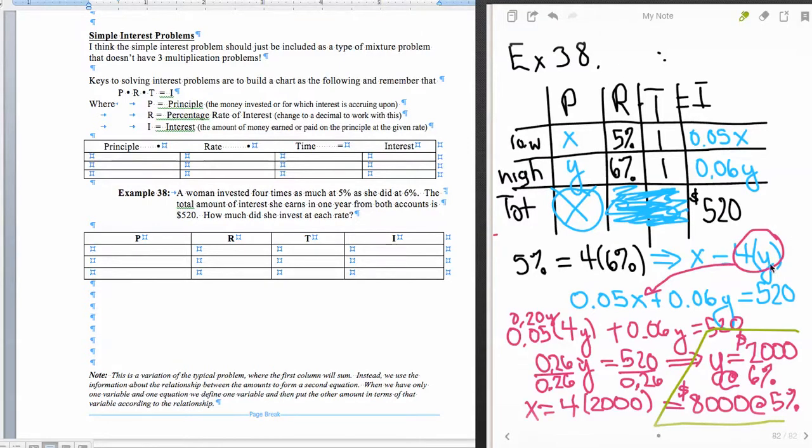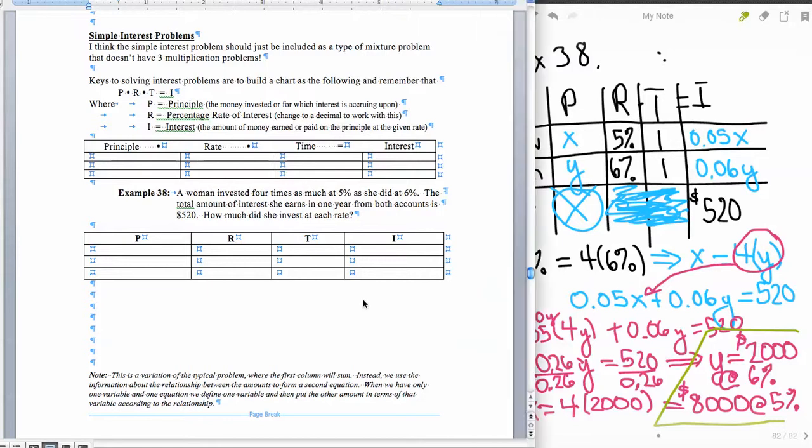All right, so once we go through this and solve it, I solved it by substitution. Then we see that we get out that Y is equal to 2,000. That's the amount of money at the 6% account, and then we substitute that into our first equation, and we get out 8,000 at the 5% amount. And a simple check of the interest rate times the amount of money, and the interest rate times the amount of money, shows us that the sum is $520, which offers us a check.